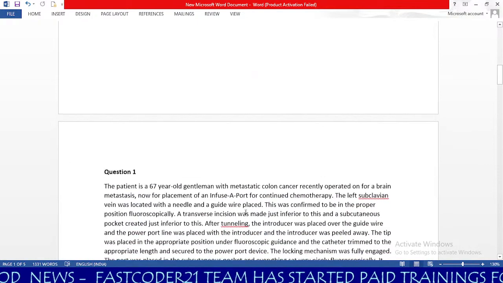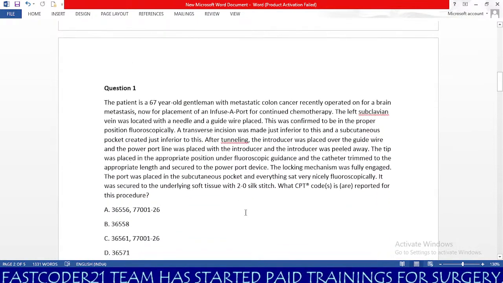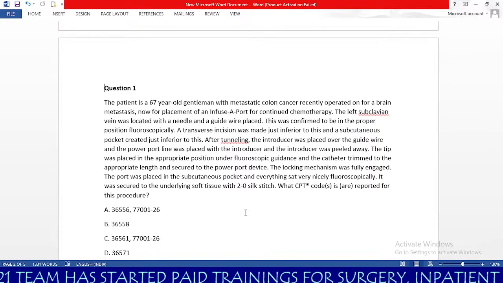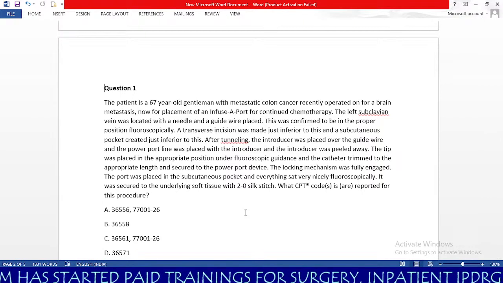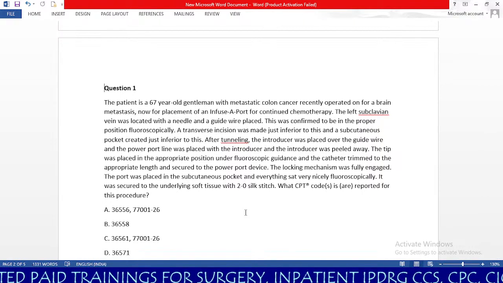So first question of the day here. Now it is 2:40. I will give you 5 minutes, so we will discuss the answer at 2:45. Go ahead and write your answer.